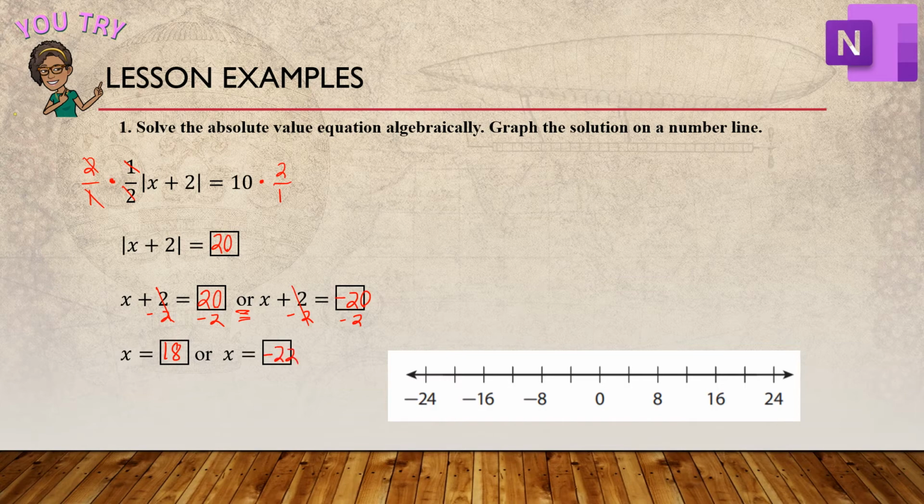So on our number line here, we are graphing both solutions. We have x is equal to 18, so that would be right around here. And then for the solution on the right, we have x is equal to negative 22, so negative 22 would put us here. X equals negative 22. And that is example number 1.